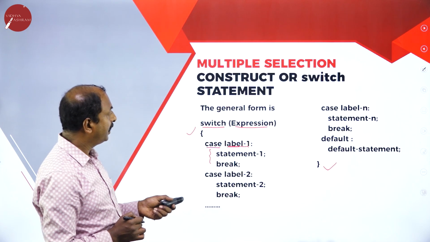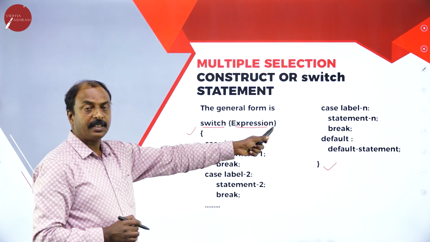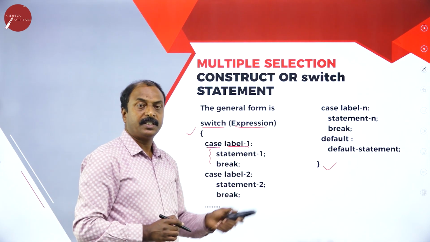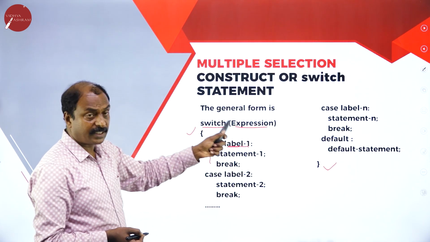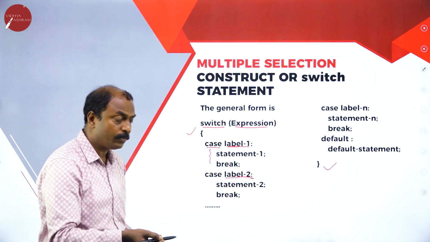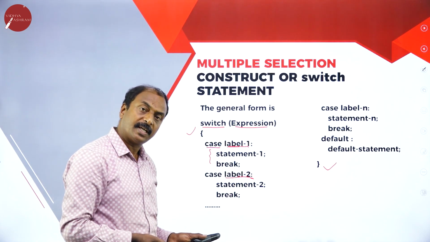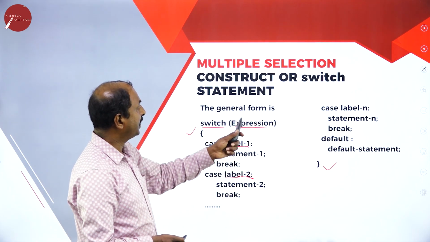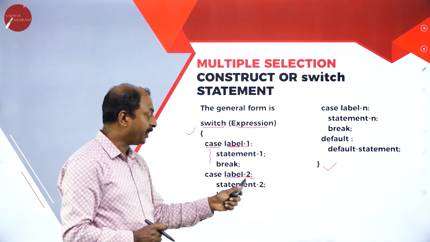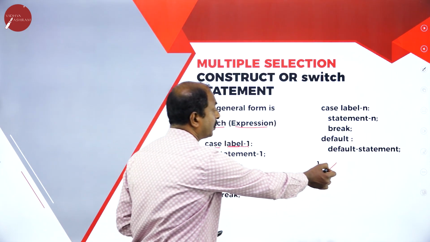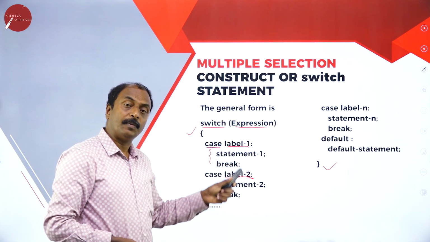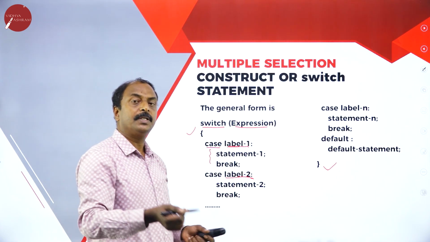I repeat once again. Here the expression is any mathematical or logical expression. So this expression results into one answer. If the result is equal to this label value, it executes this particular case statement. For example, if the result is equivalent to label 2, or the constant value here, it executes these statements and comes out of the switch case. Similarly, here there is more than one option. So this is the meaning of multiple options.